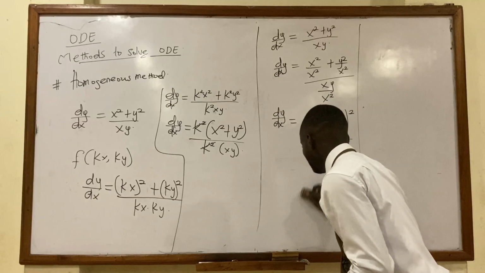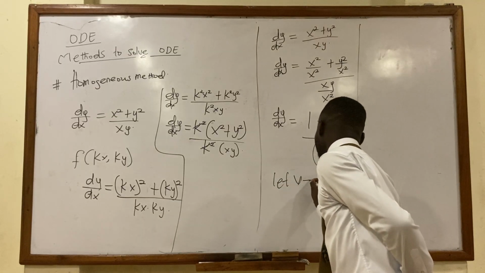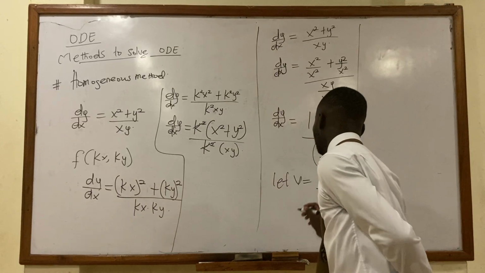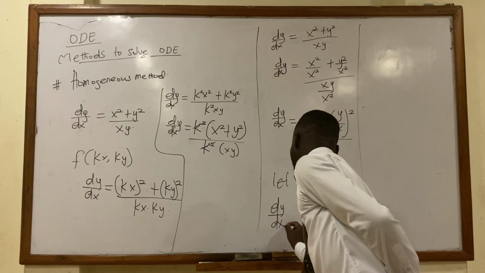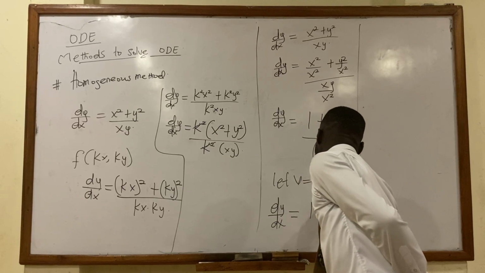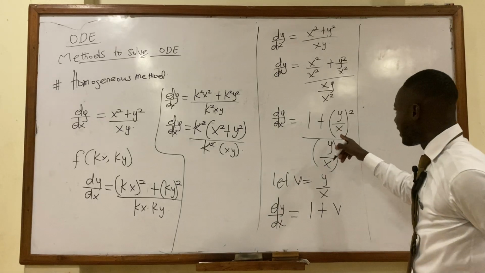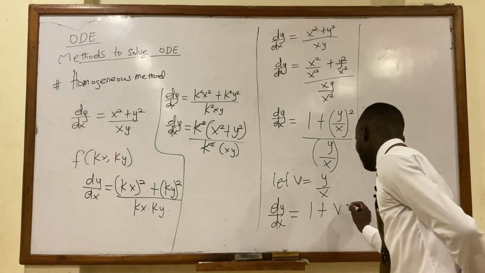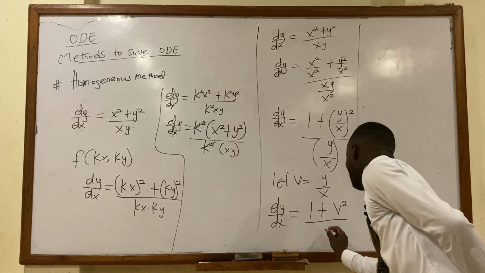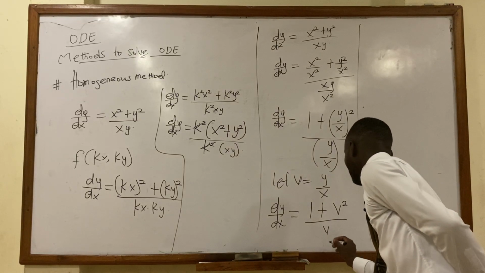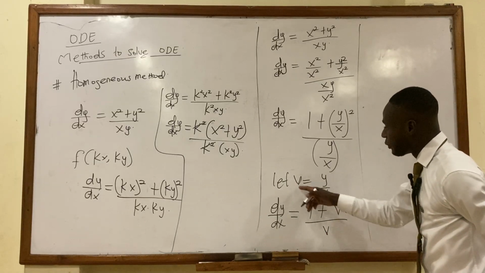So let v equals y over x, and now we have y over x as 1 plus v squared, since v is y over x, all over v, right? Very good. So now, what can we do about this?